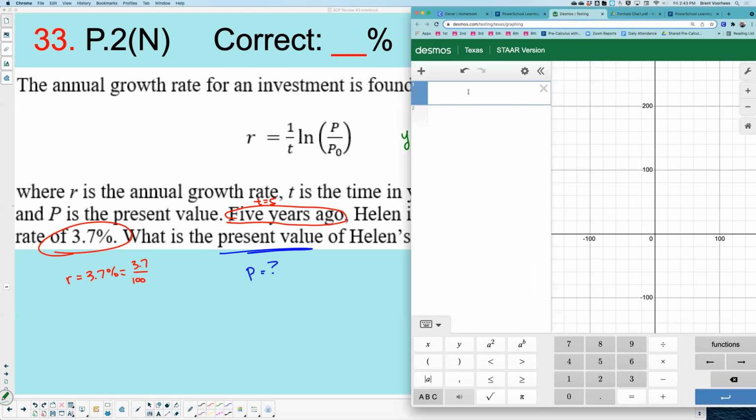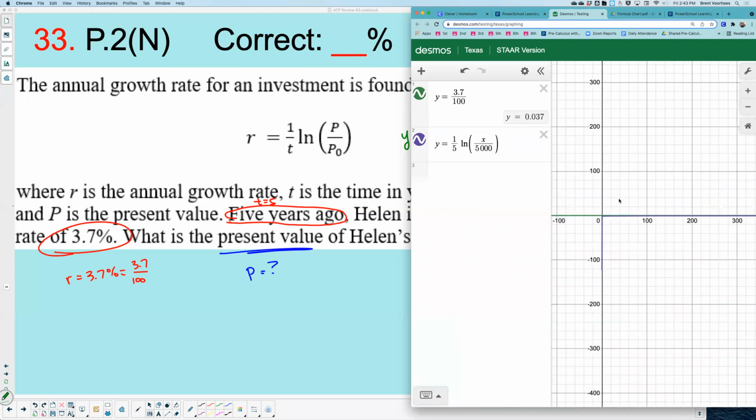So go to Desmos here. Y equals 3.7 divided by 100. And then we're also going to have y equals 1/5 natural log. I'm going to use an x over 5,000.